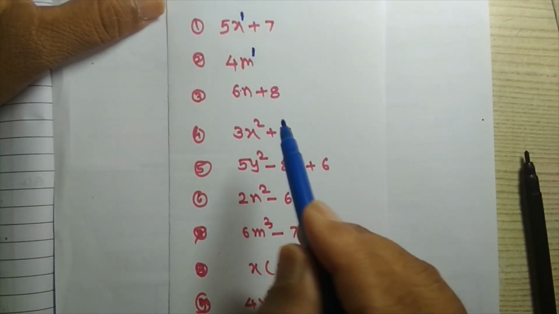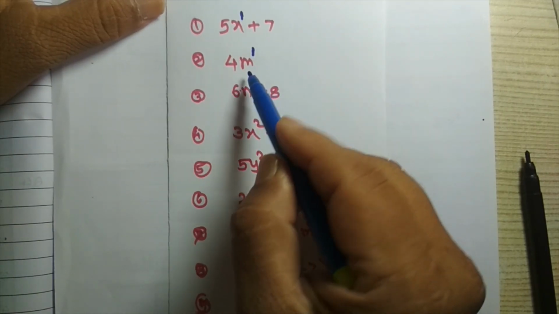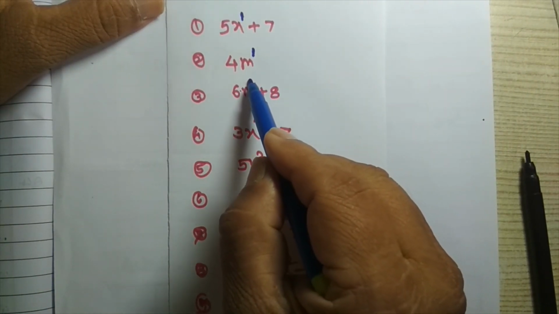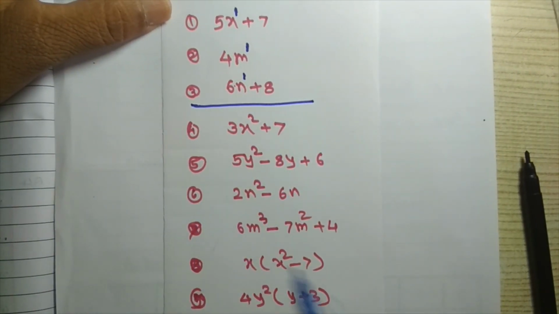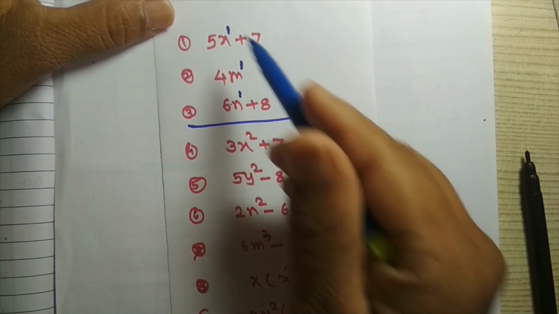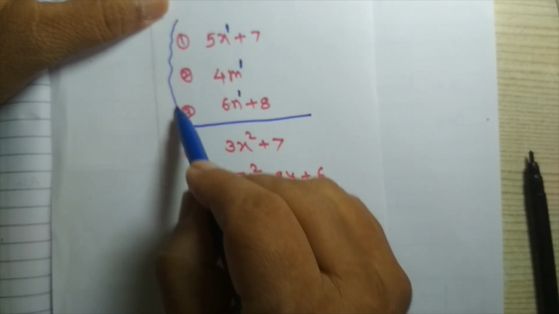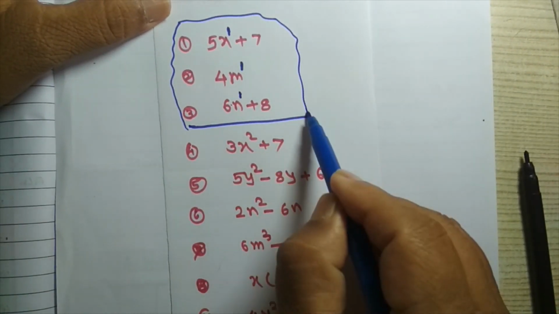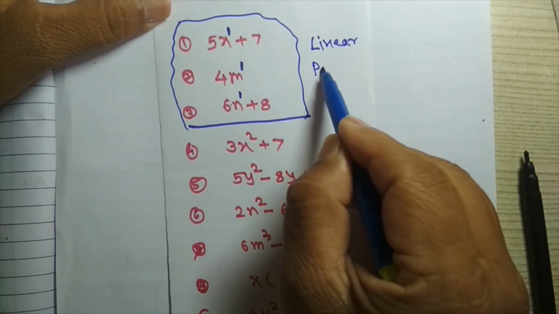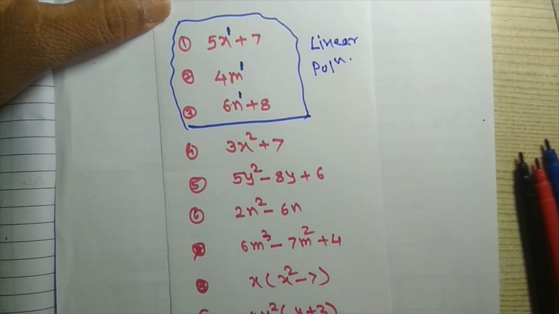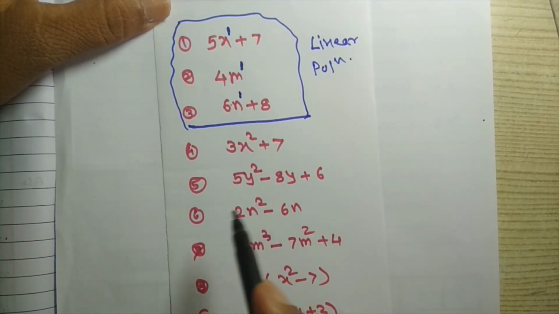This is a binomial. Third one, 6n plus 8. In this case, the index of the variable n is 1. In these three polynomials, the index will be 1. Therefore, we say they are linear polynomials, because the index of the variable is 1 there.